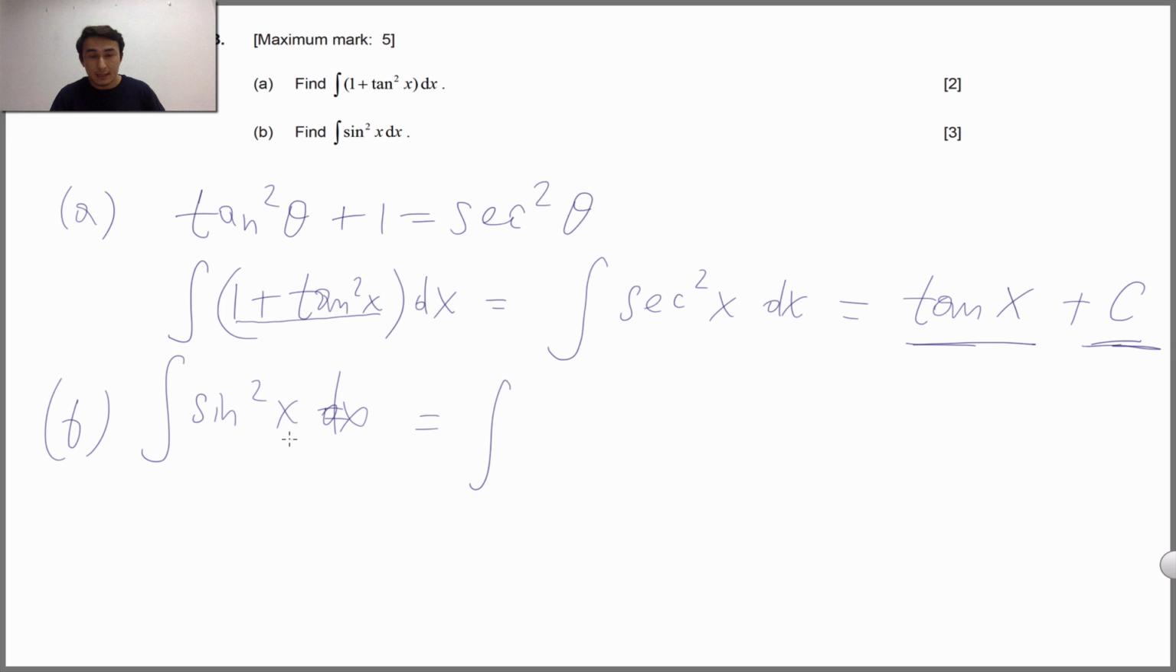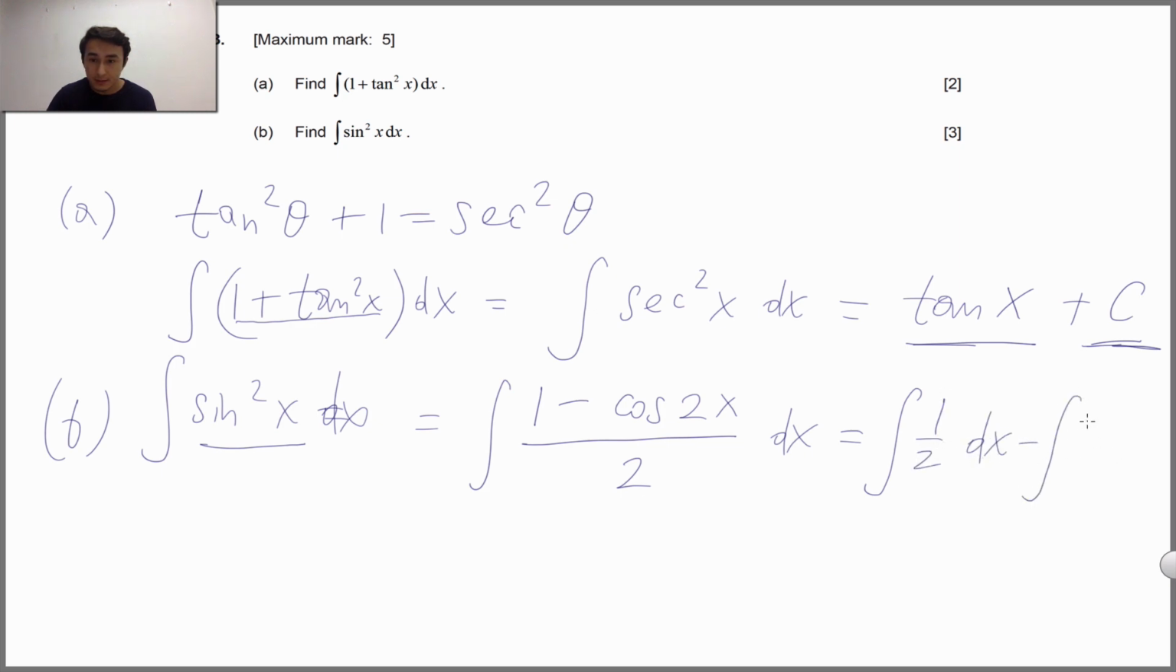Now sine squared x is this thing, 1 minus cosine of 2x over 2 dx. This is also in your booklet. Sine squared x is equal to that identity. So we can split into two integrals, 1 over 2 dx here, and then minus cosine of 2x over 2 dx.